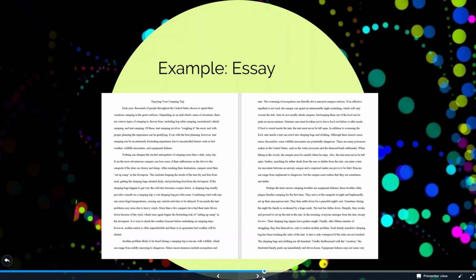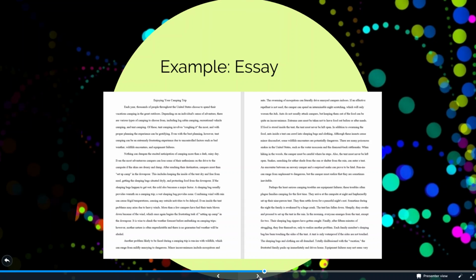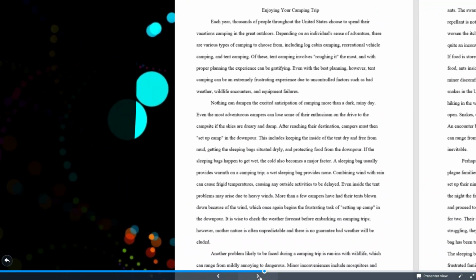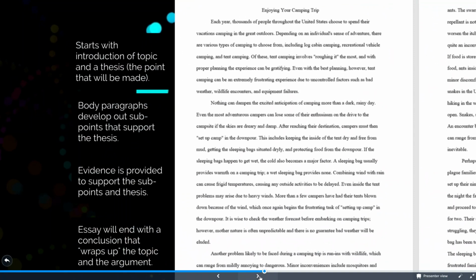Now, if we look at an example like an essay, we're going to see a different organizational system. And this might be one that you're more familiar with. Starting off with an introduction. This introduction paragraph has kind of just an intro to the entire topic. Here's what we're going to be talking about. It also will include a thesis. That's the point that's going to be made, or the argument that's going to be made in the essay.